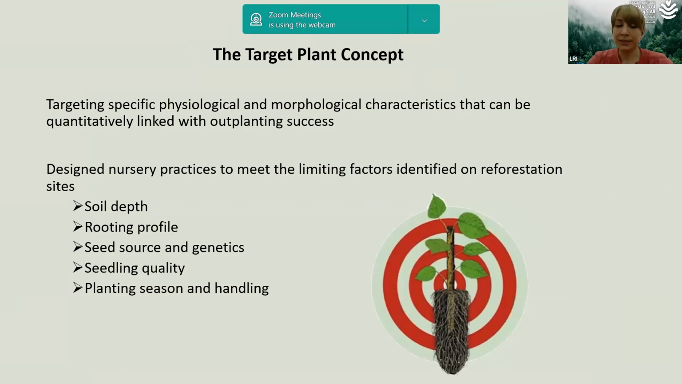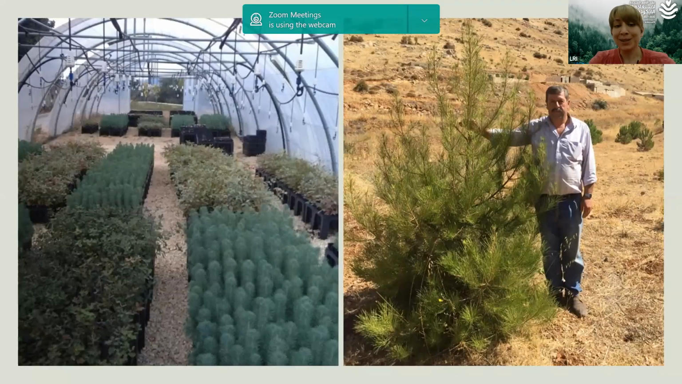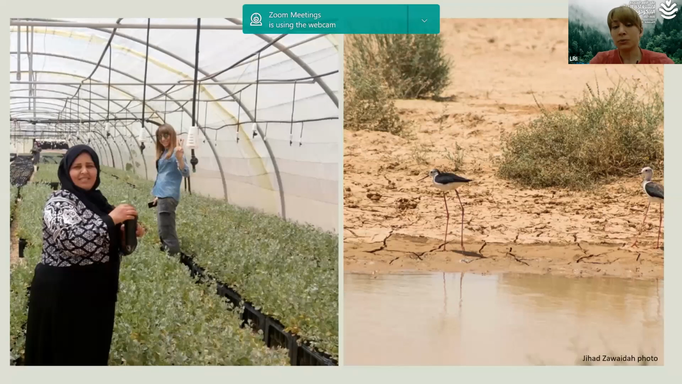The designed nursery practices have to meet the limiting factors on the project site, such as the soil depth, the rooting profile, the seed sources and genetics, seedling quality, and the planting season and handling. So whenever we think of producing the best plant material, we have to think long term: how will this seedling or seed establish on the outplanting site, and how will this contribute to ecological restoration? Planting trees or shrubs is one activity in ecological restoration. We need to think that it's not only about improving and increasing green spaces, but about restoring some of the important ecological functions in any ecosystem.